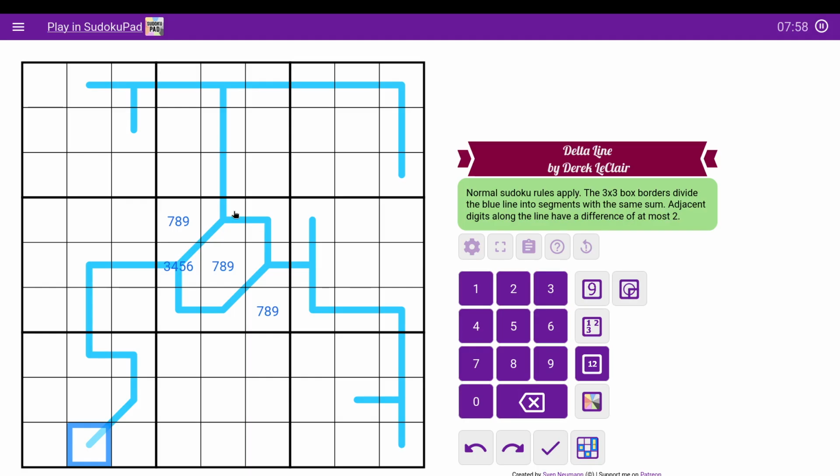Could be 6, 4, 3. In fact, must be 6, 4, 3. Yeah, okay, so this would be 5, 7, 9, 8, 6, 4, 3. Is that a contradiction? I wonder.